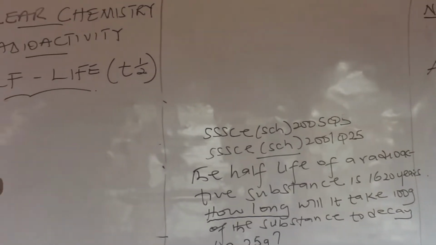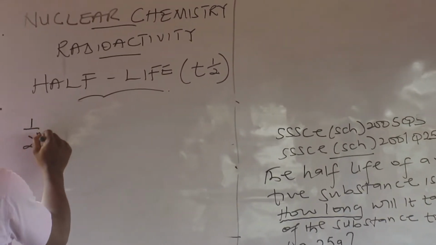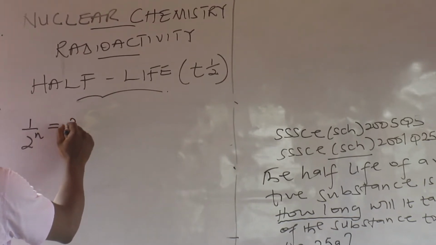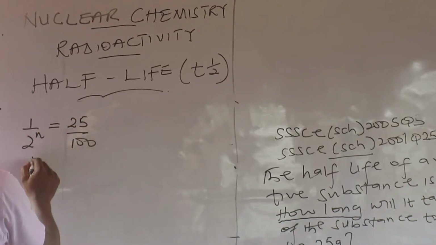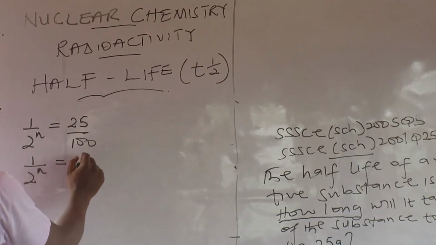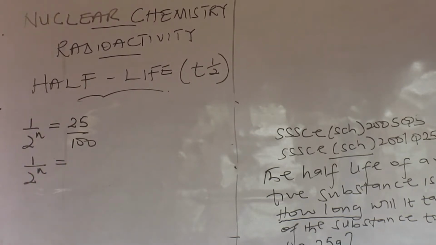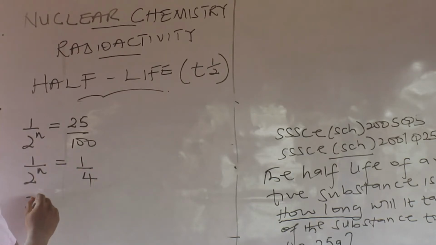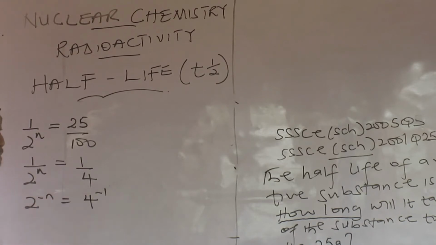Okay, over here, I have (1/2)^n equals. What would this give us? 25 over 100 will give us one, what am I going to get? No, in fraction, that will be 1/4. No, in indices, you have this. Do you agree? In indices, you have this. Good.